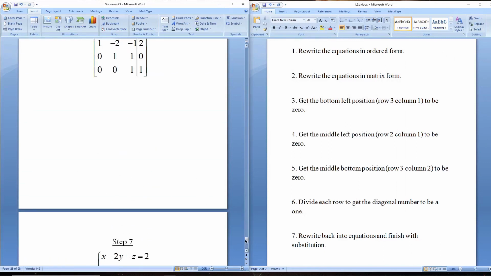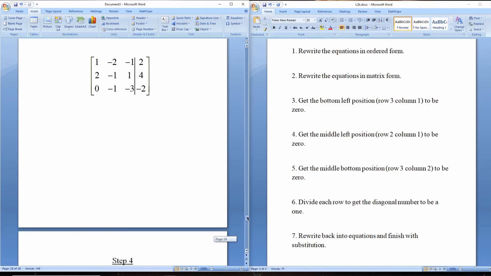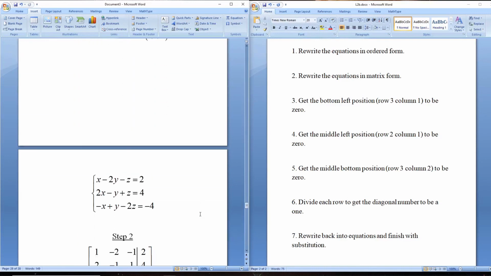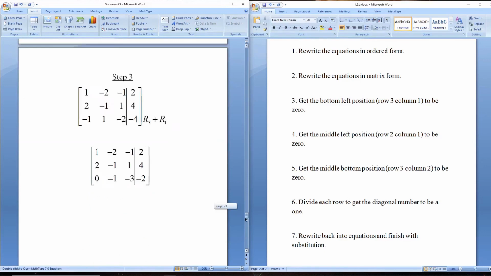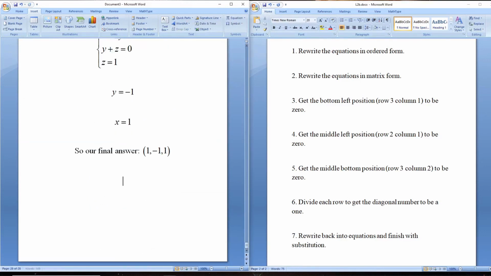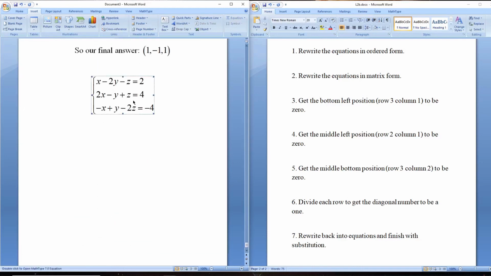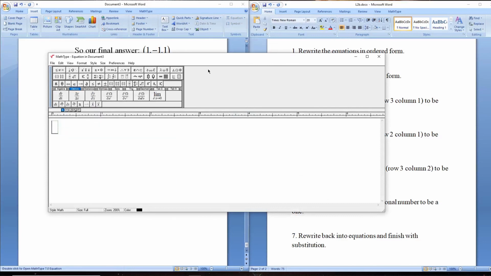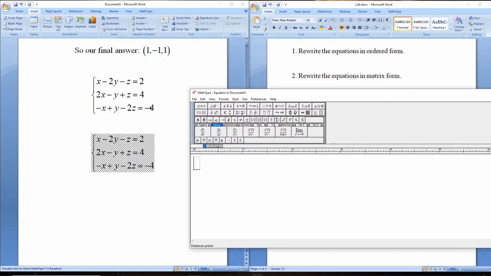Now just a quick check, because I've said it works, but I haven't done it yet. Let's take the original equations and let's see if these answers work. So here's our final answer, 1, minus 1 and 1. Here are the original equations. So let's see if this works. Let's take the first equation and plug the information into it.